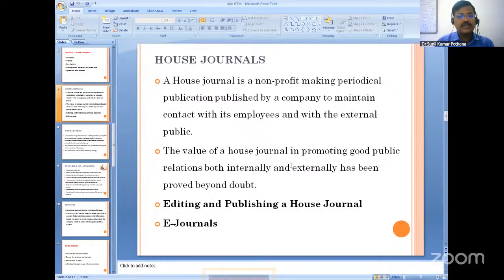Another major tool in public relations practice for the public relations manager or officer is the house journal. A house journal, in general, is a non-profit periodical publication published by a company to maintain contact with its employees and with the external public. Sometimes it is for the internal public also. An in-house journal is separate, and an external house journal is also separate. It may depend on the company, their capacity and their budget.